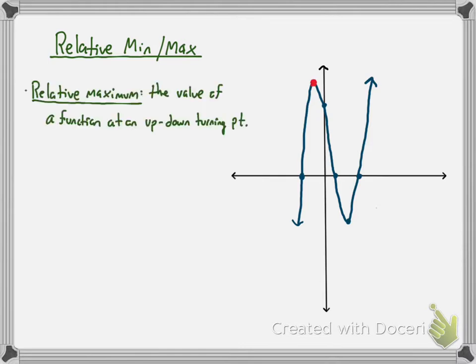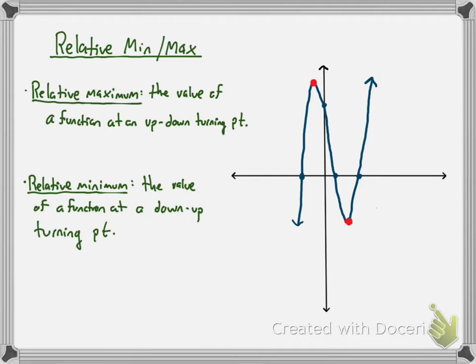So, a relative maximum is the value of a function at an up-down turning point. So looking at this function, if I follow it along with my pencil, that point where I stop going up and start trending down, that red dot right there is called a relative max. Similarly, a relative minimum is where I have a down-up turning point, where I stop going down and then I start trending up.